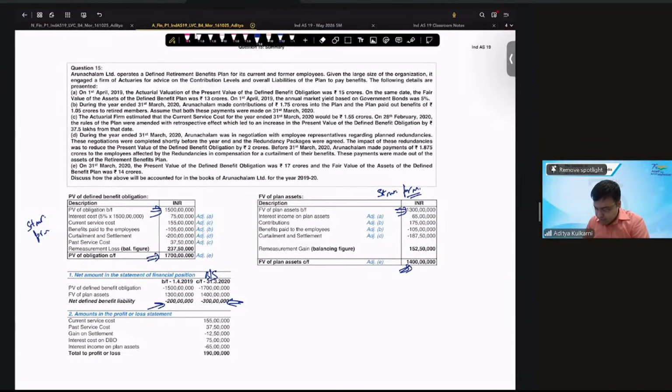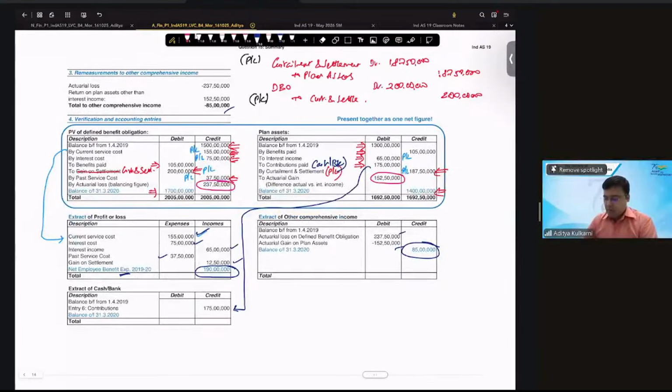Amounts that come in the P&L: current service cost, past service cost, gain on settlement, interest on defined benefit obligation, interest income on plan assets. So 1.9 crores is your total that hits the P&L. And total comprehensive income of 85 lakh is your remeasurement.